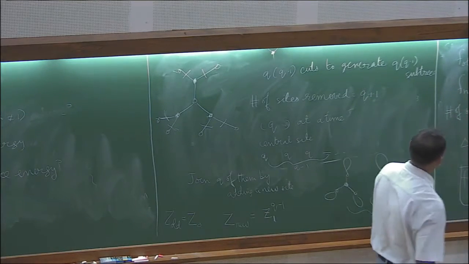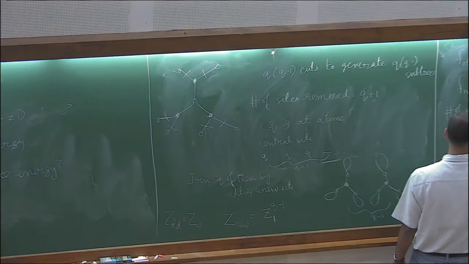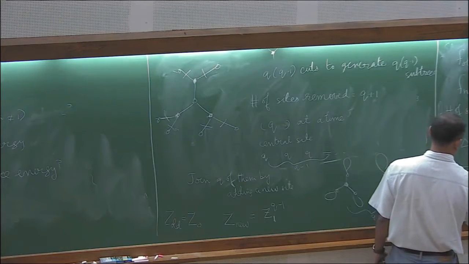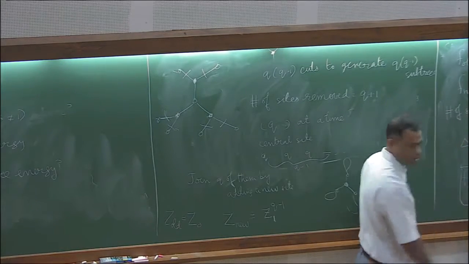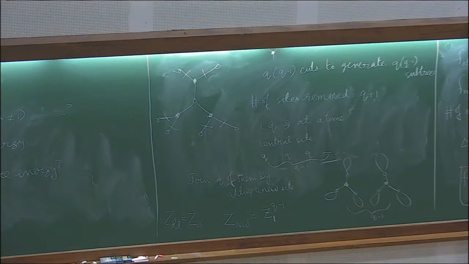We have set everywhere minus KT. So all that remains to be done is to check that the free energy is lower for that.